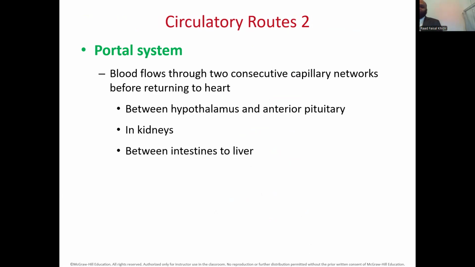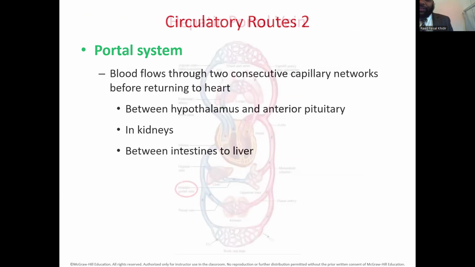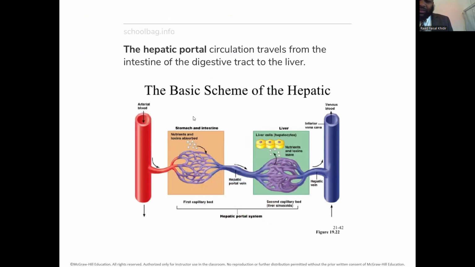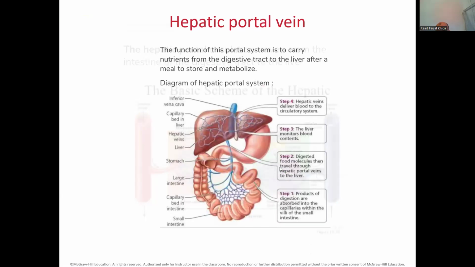Okay, so the portal system, we discussed that where we find it in the hypophyseal portal system. And that's the hepatic. You see in the hepatic circulation, you have a portal vein that's right here. And in the hepatic portal circulation, you're going to travel from the intestine to the digestive system, digestive tract, and back into the liver. It's the stomach and the intestine, and then this is the liver.